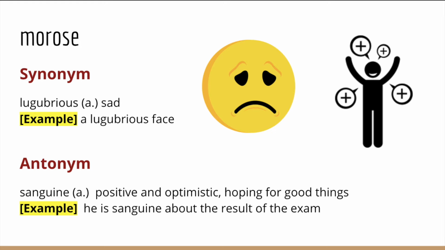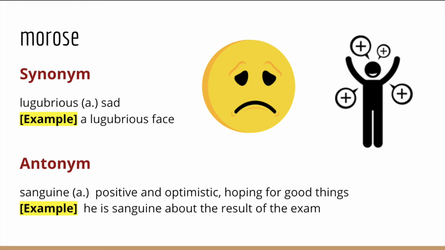And there's an antonym of morose, also showed up very frequently in TOEFL, IELTS, and GRE, and the word is sanguine. S-A-N-G-U-I-N-E. Sanguine means positive and optimistic, hoping for good things. It's just like the icon here. This person is having all the positivity, all the positive emotion, having a smiley face.